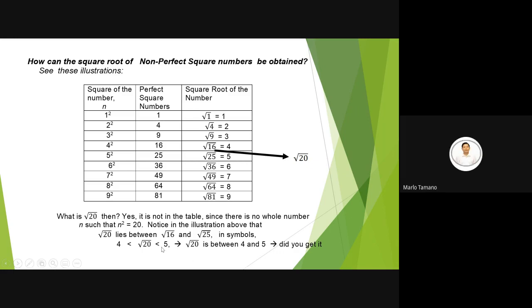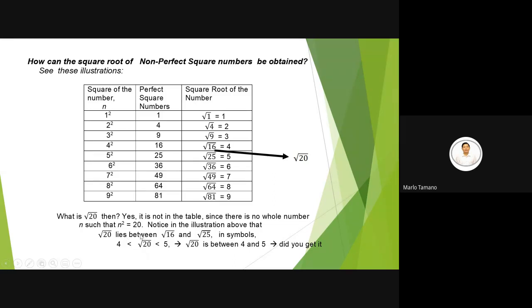Again, ikukumpara po natin yung square root ng 20. The square root of 20 is greater than 4, but less than 5. Now, what do you think? What are the possible values of this square root of 20? Since greater po, we will consider it as 4.1, 4.2, 4.3, 4.5, 4.6, 4.7, 4.8, 4.9, but not 5. Kasi mas mababa raw siya sa 5. I repeat, the square root of 20 is greater than 4 but less than 5.